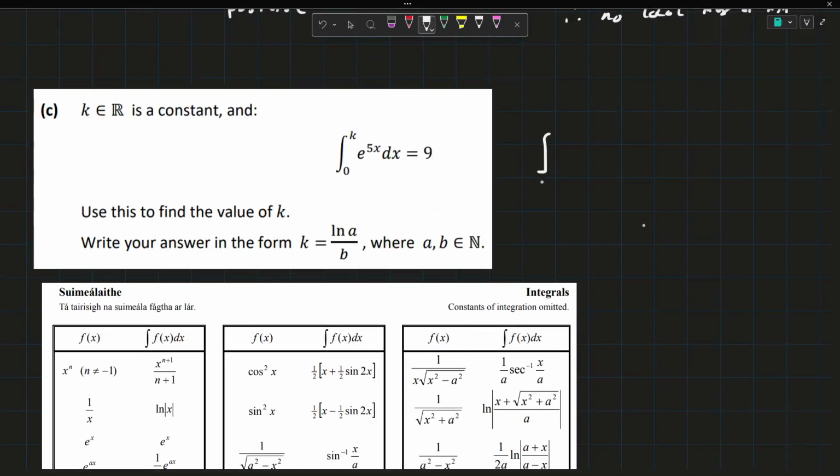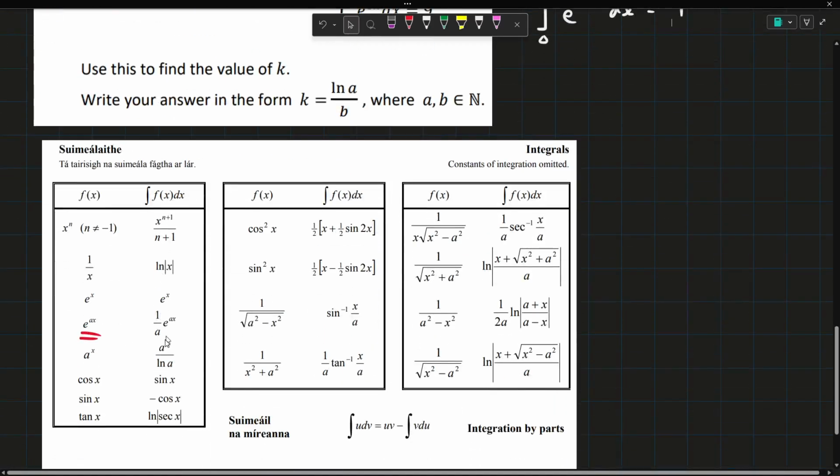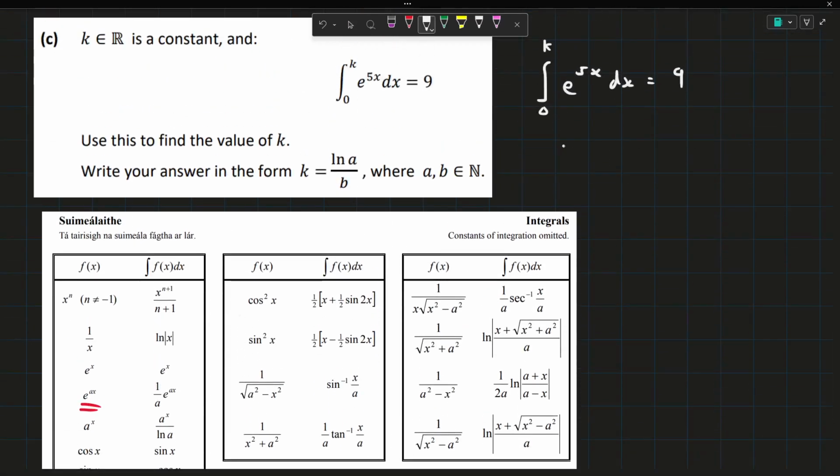So the integral between 0 and k of e to the 5x dx, well, that's going to be equal to 9. Now we can figure out what this integral is here, again, using that rule there. So we're going to have 1 over a, in this case a is 5, so we're going to have 1 over 5, and we're going to have e to the power of 5x, and then remember we're evaluating that between 0 and k, and that's equal to 9.